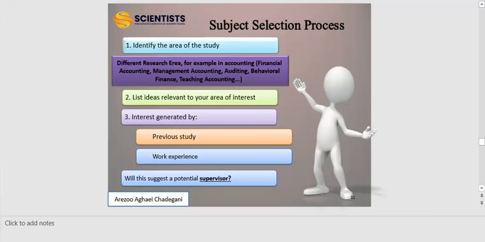And number 3, interest generated by previous study, like literature review and work experience. It means finding issues in your workplace. Will this suggest a potential supervisor? Can you choose your subject first, or do you need to choose your supervisor first? Answering this question depends on your subject, your university, your available supervisor, your university rules, and so on.